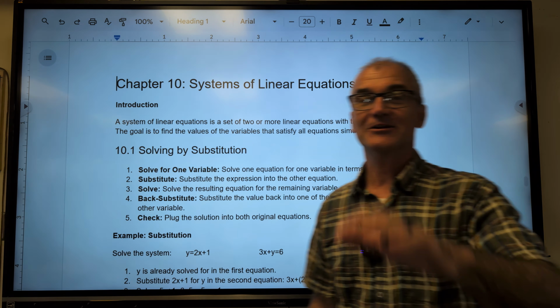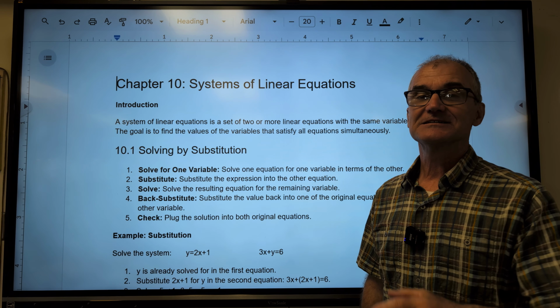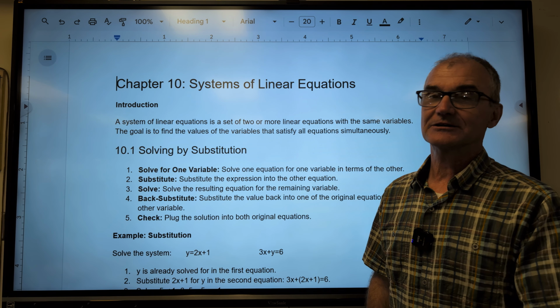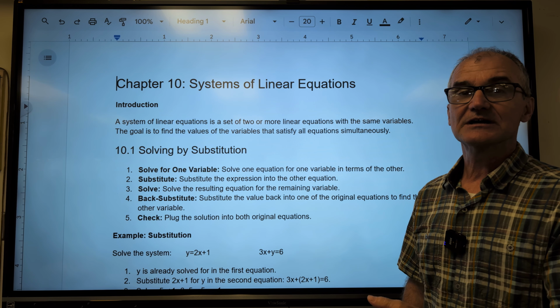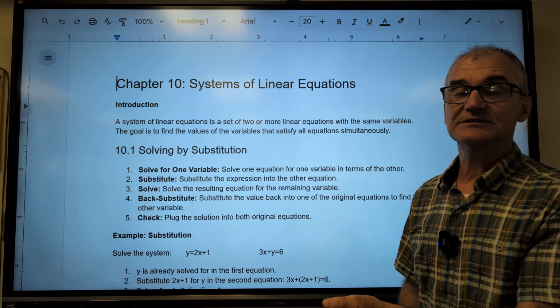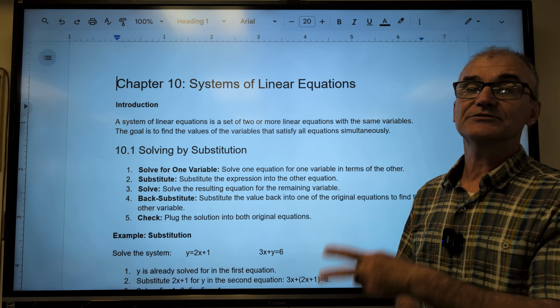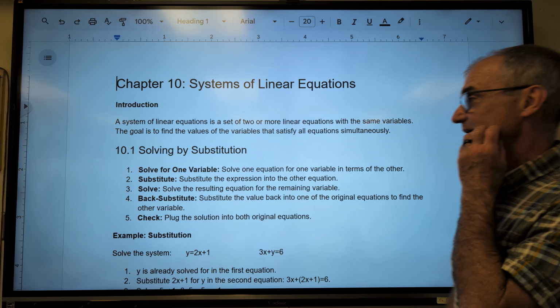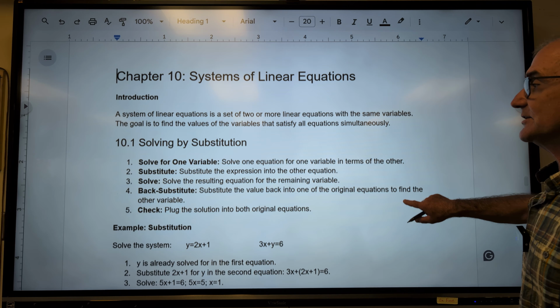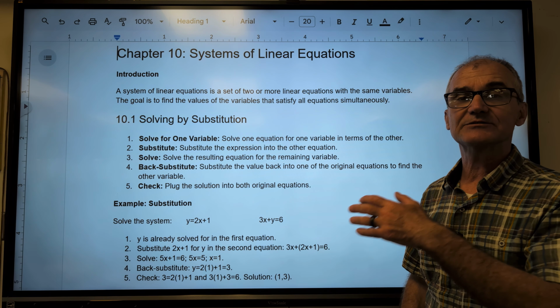Today we're working on our book, Math Test Success, Chapter 10, Linear Equations. We're going to do two different ways to solve these equations. The first is through substitution, and the second is through elimination, and then we have a test at the end of the chapter. If you have one variable, it's pretty easy to solve that equation. That was an earlier chapter.